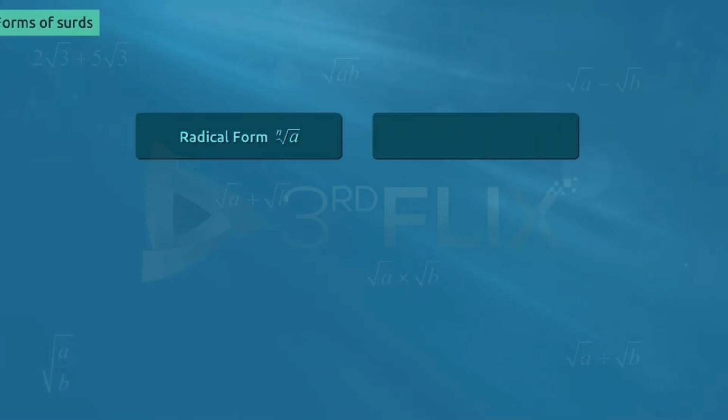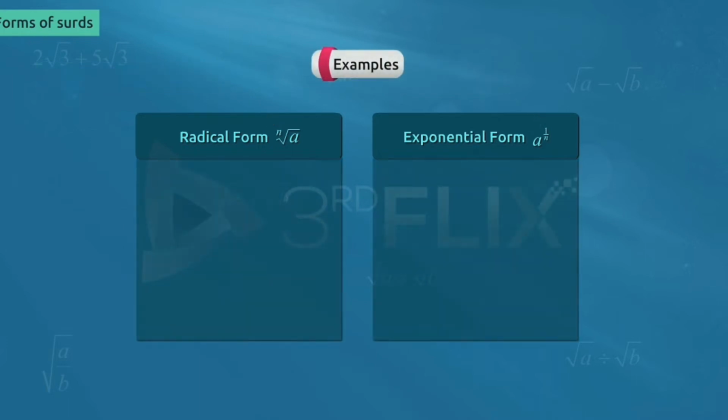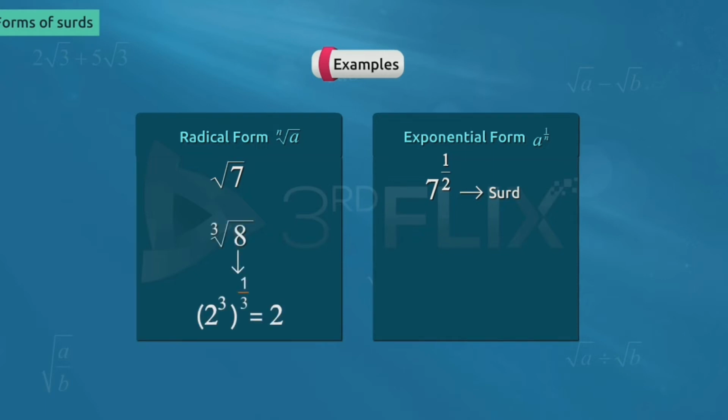Forms of surds. Radical form nth root of a. Exponential form a power 1 by n. Consider the real number root 7. It may also be written as 7 power 1 by 2. Since 7 is not a square of any rational number, root 7 is a surd. Consider the real number cube root of 8. Since 8 is a cube of a rational number 2, cube root of 8 is not a surd.